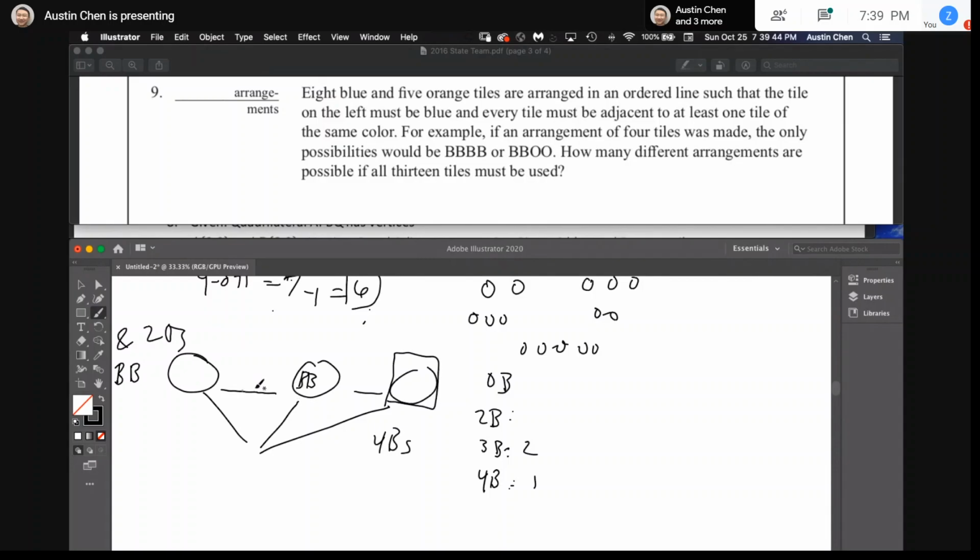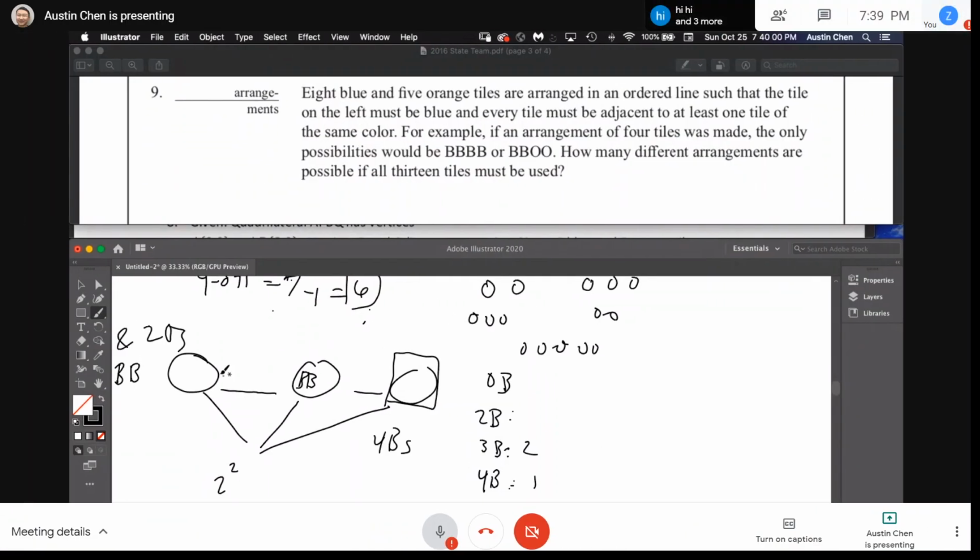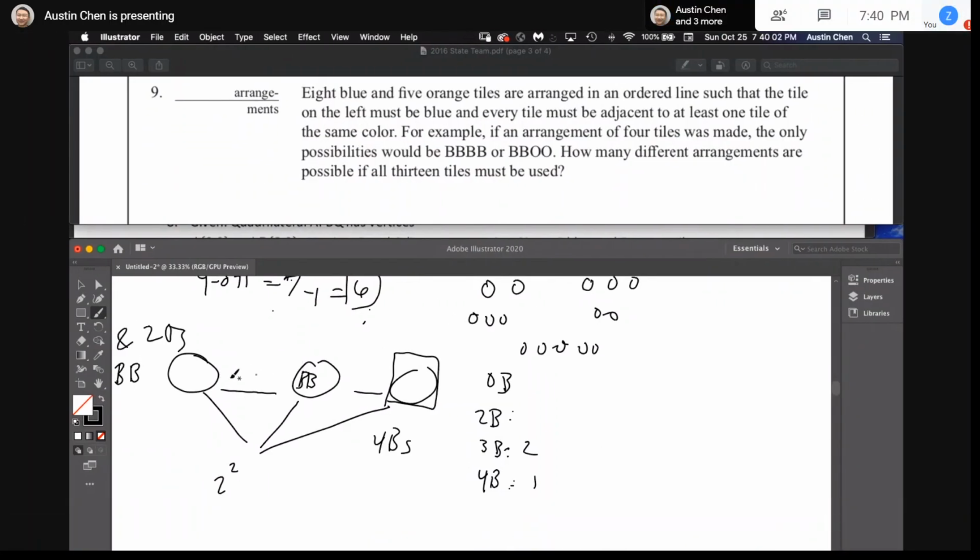Now, be careful that the number of ways to do 2 B's is not just 2 squared, right? Where you're choosing 2 things for each B, because you're not really doing that, right? Because then you're counting if you put a B into here and then a B into here, or a B into here and then a B into here, as separate cases, but they're not, right? So you can't just do that.